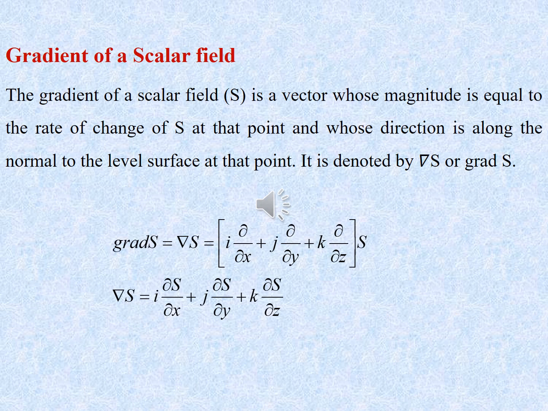Gradient of a scalar field. The gradient of a scalar field S is a vector whose magnitude is equal to the rate of change of S at that point, and whose direction is along the normal to the level surface at that point. It is denoted by del S or grad S. Grad S is equal to del S is equal to i dou by dou x plus j dou by dou y plus k dou by dou z of S. This can be simply written like this: del S is equal to i dou S by dou x plus j dou S by dou y plus k dou S by dou z.